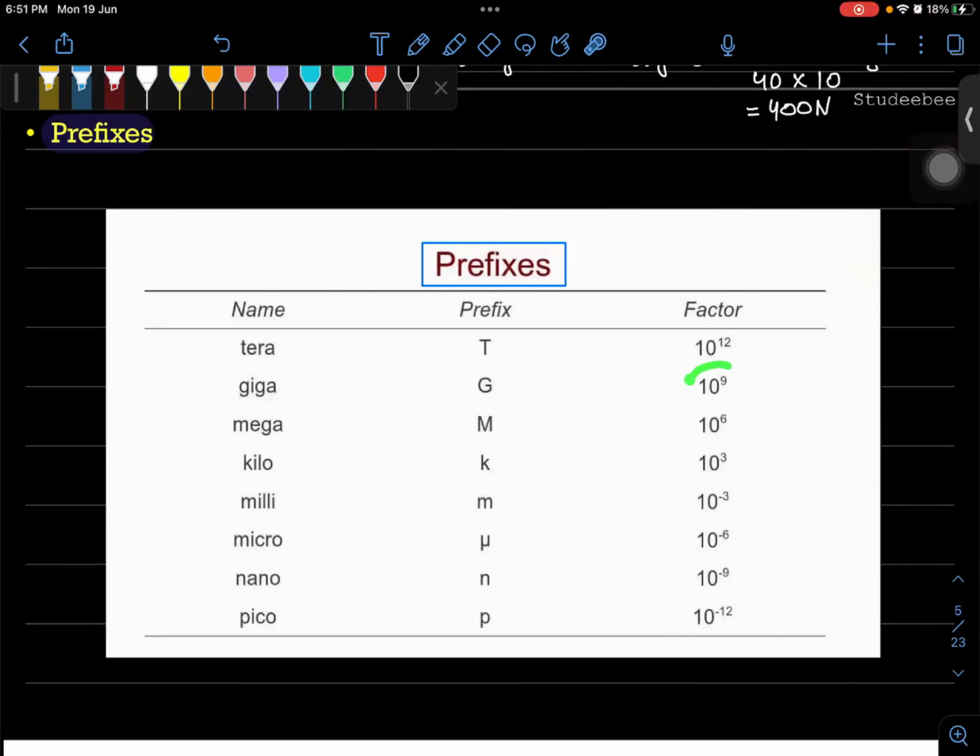Giga is 10 to the power of 9, mega is 10 to the power of 6, kilo is 10 to the power of 3, milli is 10 to the power of -3, micro -6, nano -9, pico -12.